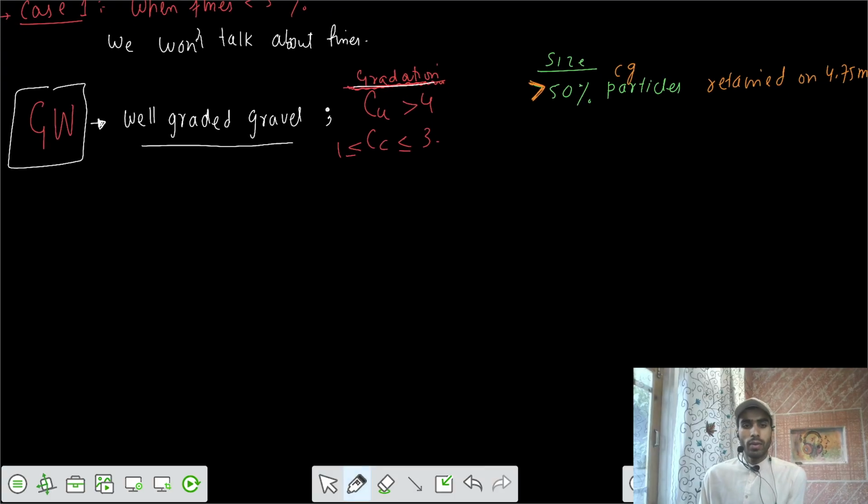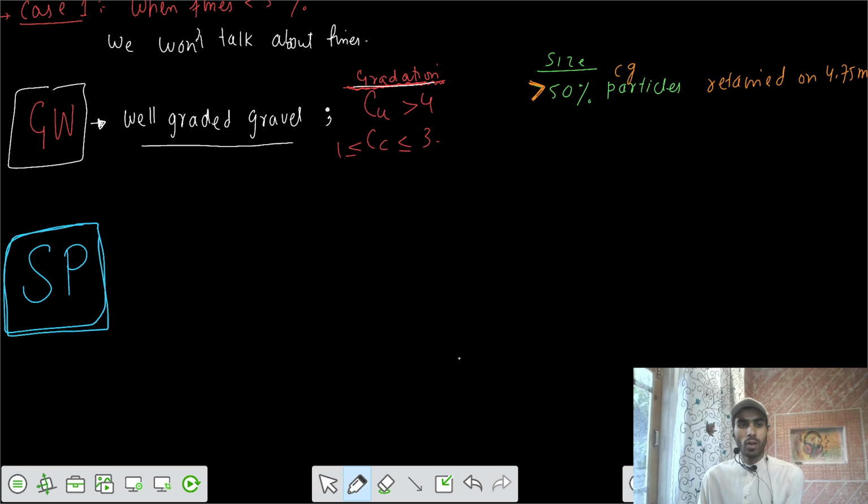Now let's say that we have sand, and the sand is poorly graded, SP. Our soil is SP: prefix S and suffix P. This means the soil is sand, but it is poorly graded sand.